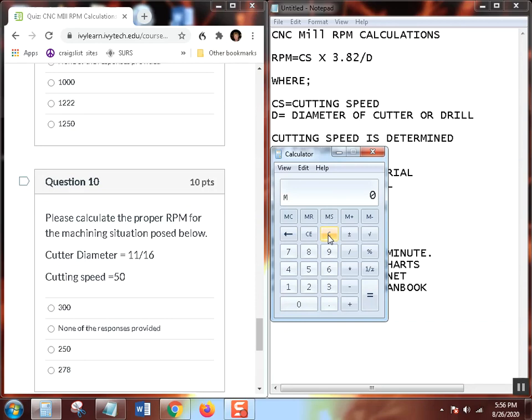I think different buttons on different calculators. If you don't know how to use your calculator, I can't help you. That's not part of my job in this class to teach you how to use your calculator.